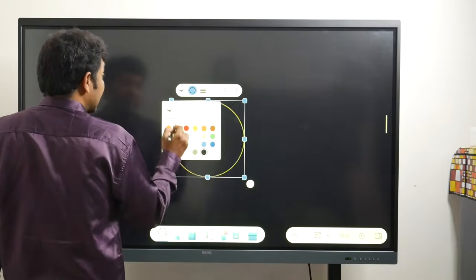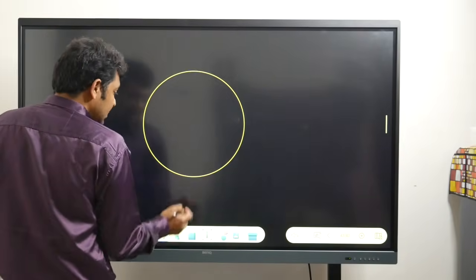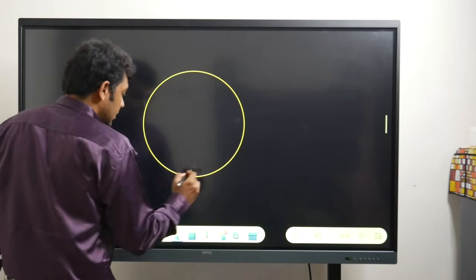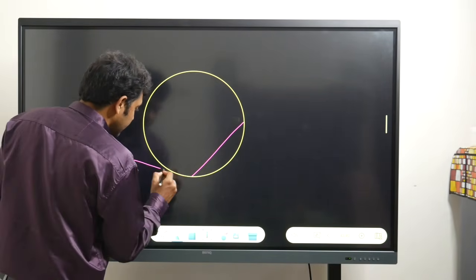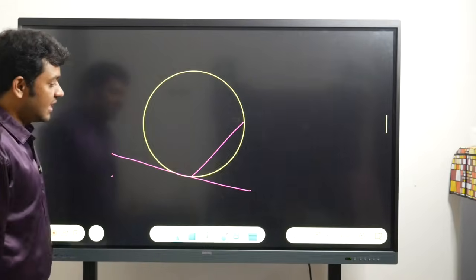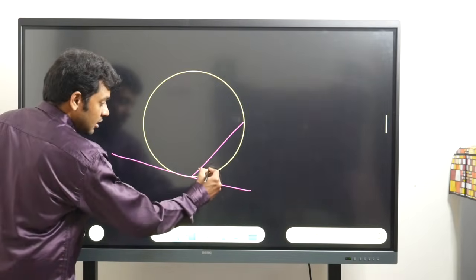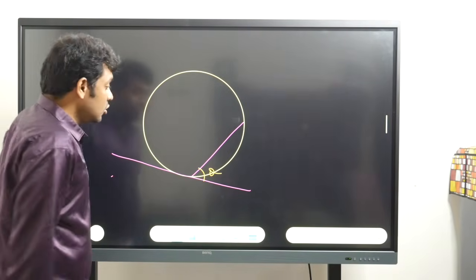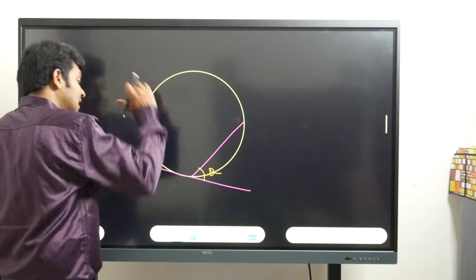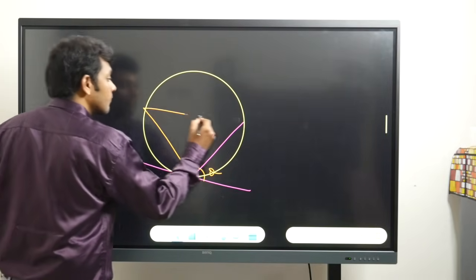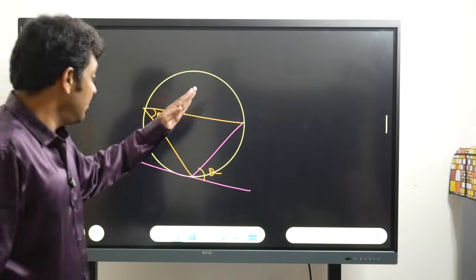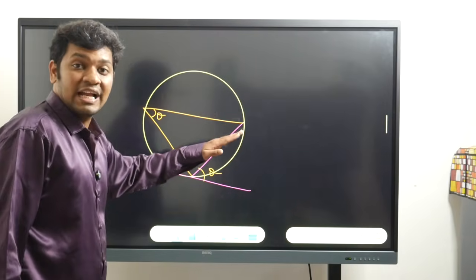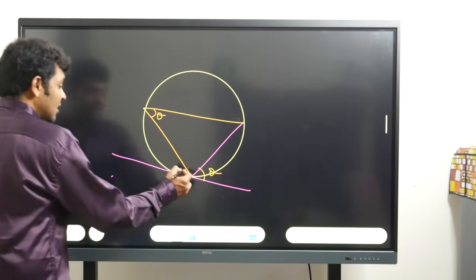So what's the alternate segment theorem? Angle made by a chord with the tangent. This is a tangent. Angle made by a chord with the tangent is equal to the angle made by the chord in the alternate segment. Okay, I repeat, angle made by a chord with the tangent is equal to the angle made by the chord in the alternate segment. This is the alternate segment theorem.